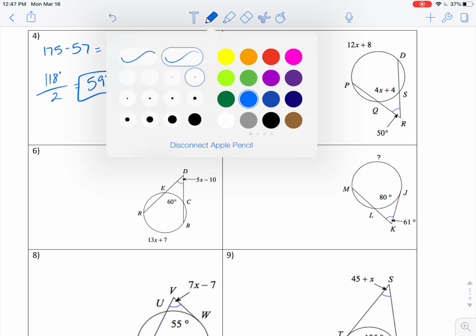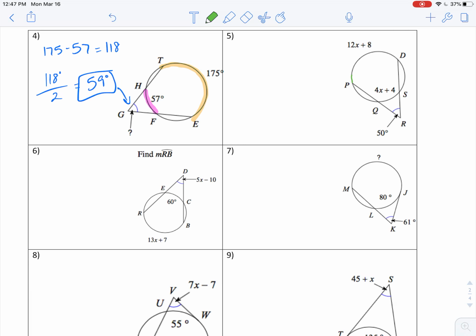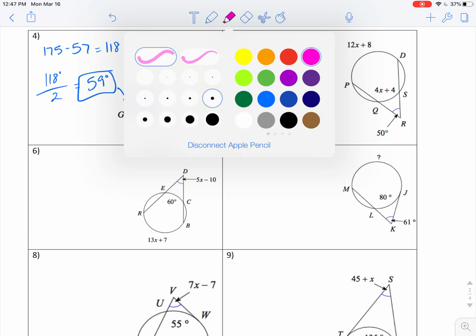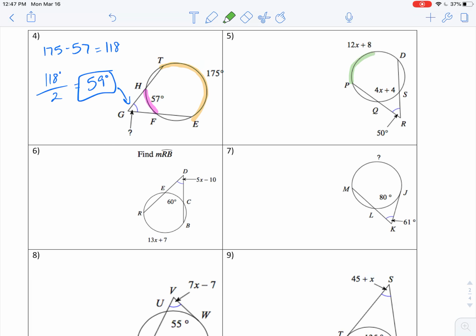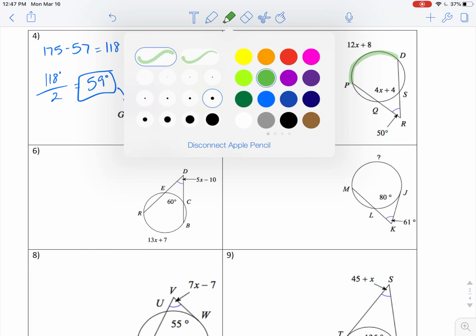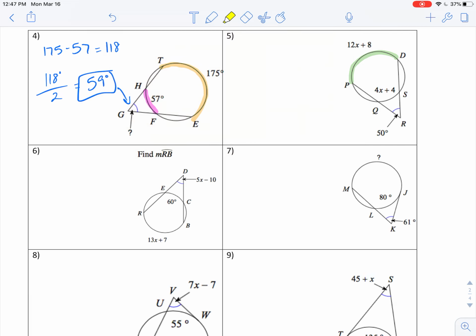All right, and I know this next one looks a little bit scary, but we're going to take our same process. So look for your arc here. It's farther away. That's 12x plus 8. And you've got to be very, very careful about combining like terms, making sure that you're subtracting everything. So 12x plus 8, intersection is outside the circle. It's a negative thing, so I'll subtract.